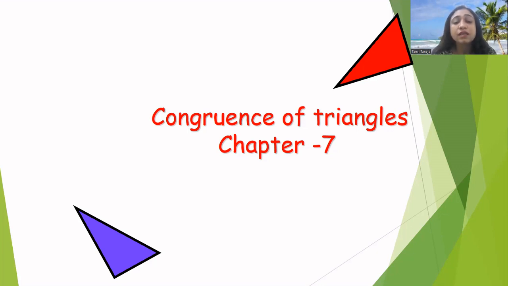We can say two lines are congruent when they have equal length. So we have many such examples by which we can say two figures are congruent. Particularly, we will be dealing with triangles. So when can we say two triangles are congruent? I'll just switch my screen.